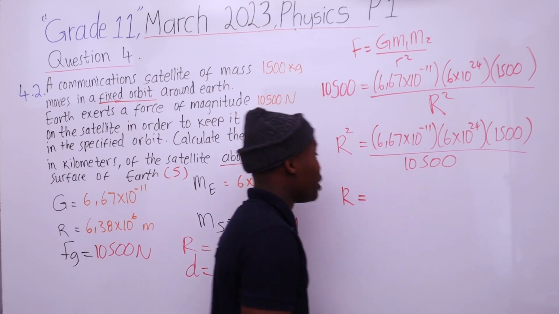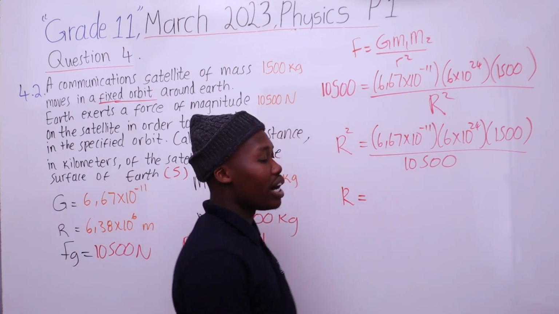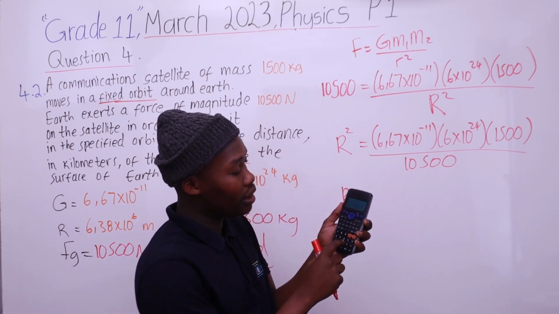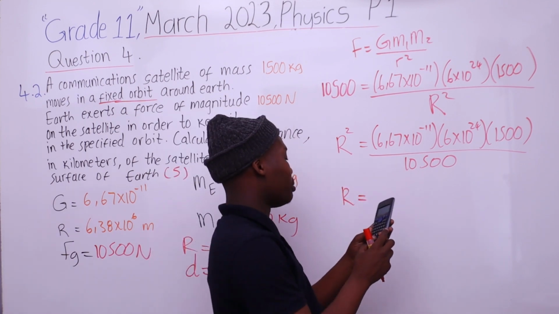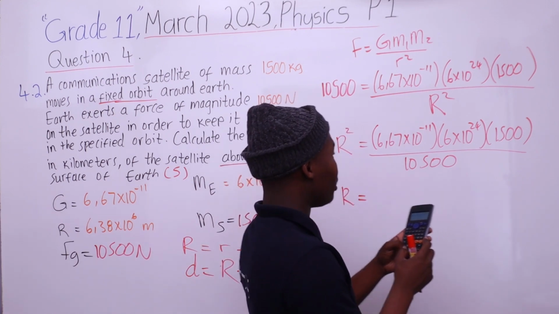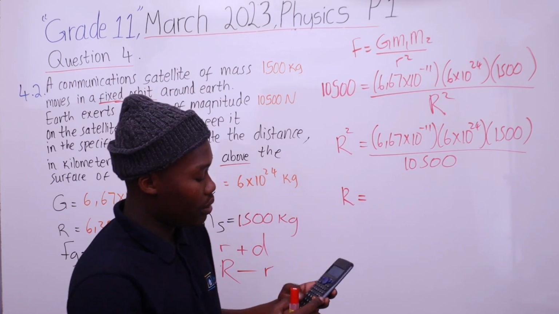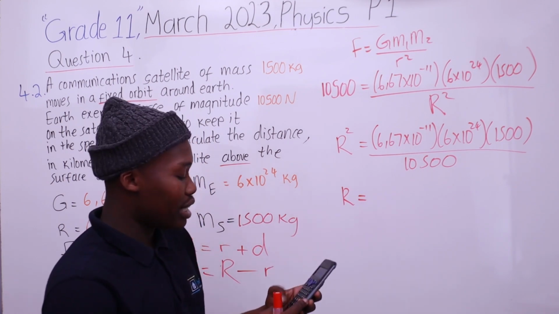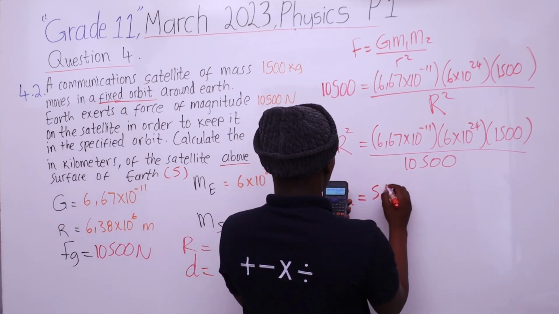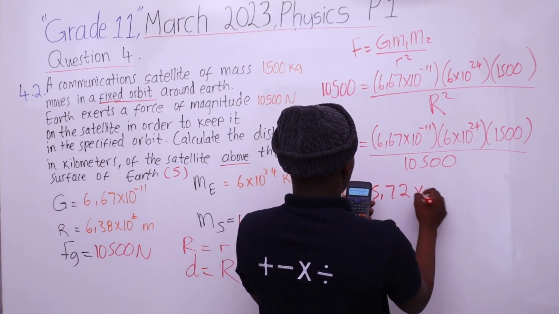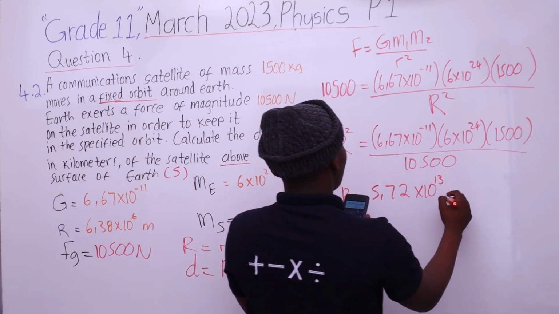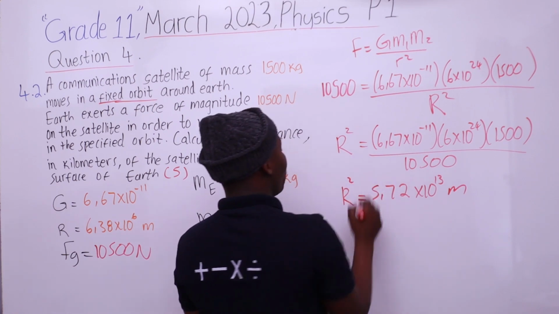yakho and then uzoyifaka i-scientific notation. Uyifaka kanjani? Press shift, press mode, press 7, press 3. So 6,67 times 10 to the minus 11 into 6 times 10 to the power 24 and then 1,500 divided by 10,500. Sithola la 5,72 times 10 to the power of 13 bani meters.